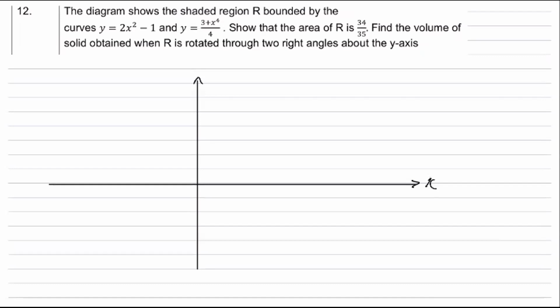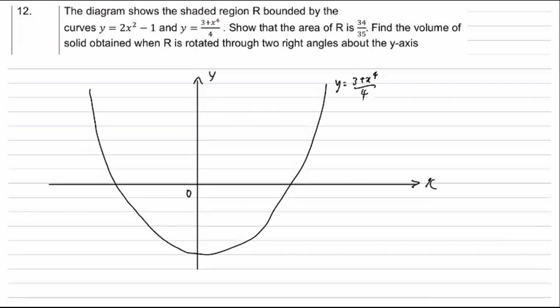X-axis here, y-axis there, origin. Then you got y equals 3 plus x to the power 4 over 4. So it looks something like a quadratic curve, but steeper. Then you have the other guy, which is, oh sorry, no, mixed up. This is 2x squared minus 1, and it intersects at -1 here. Then the other guy, 3 plus x to the power 4 over 4. It looks something like this. Intersect here, then it curves downwards, and then it has a symmetry going on. Let me try to make it symmetrical.